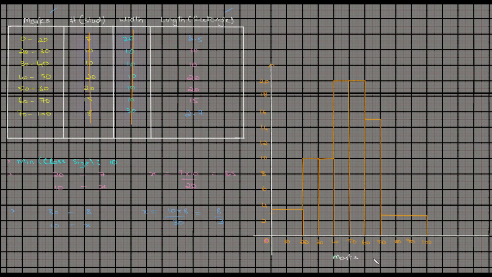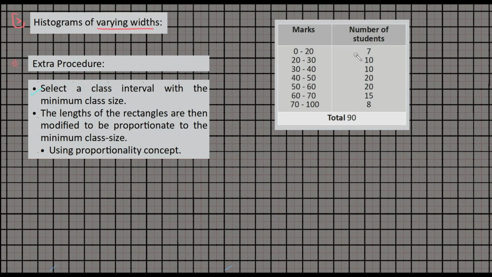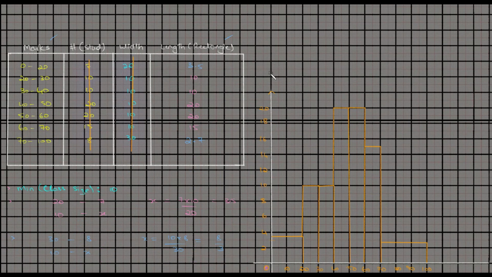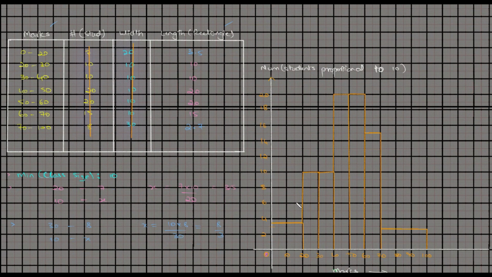the marks. And this is your length of the rectangle. Or we have to go with number of students. Sorry, not length of the rectangle. Number of students. Proportional to 10. Okay, and anything else? Scale.